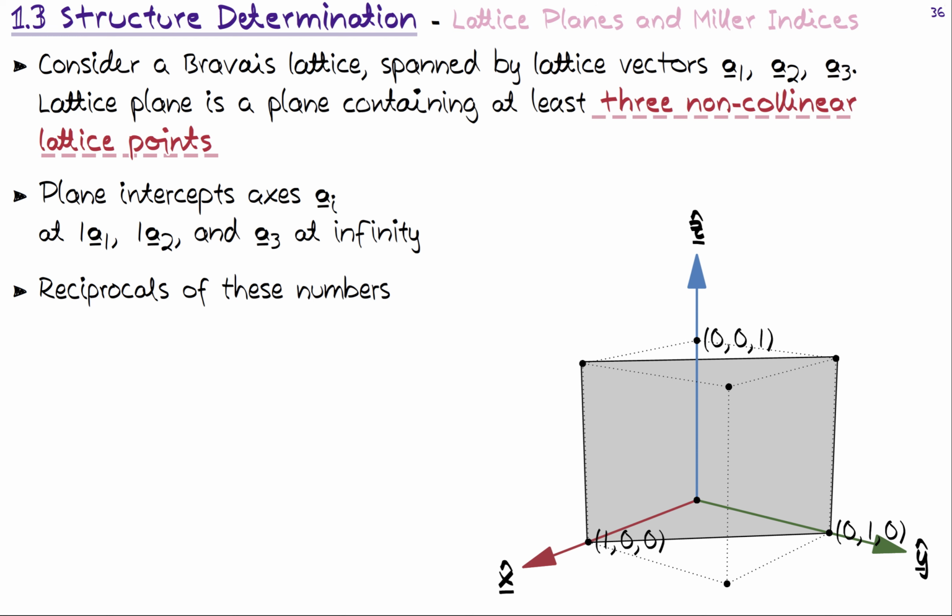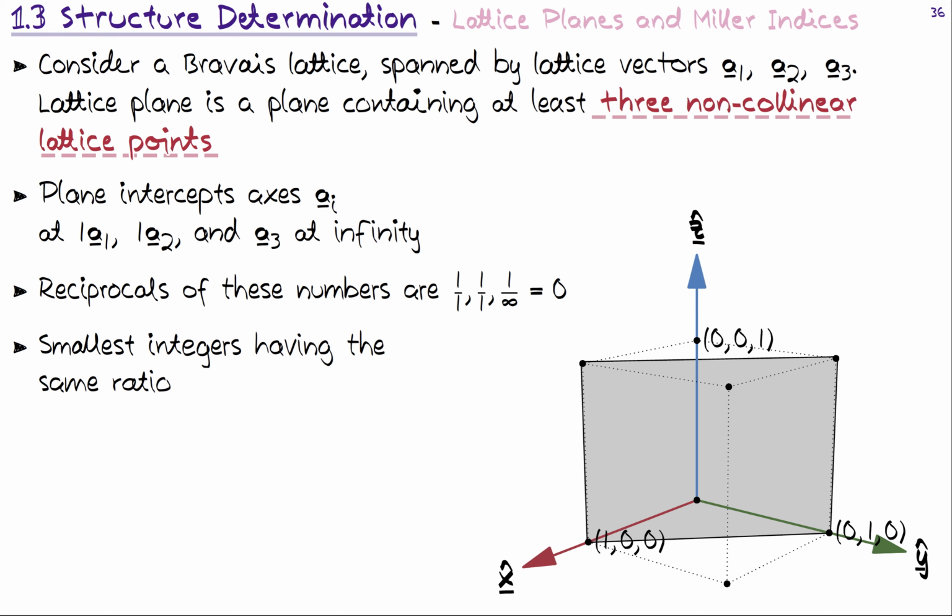Now, what we do is take the reciprocal values of the above numbers. So 1, 1, and infinity. The reciprocal values are 1 over 1 equal to 1, and 1 over 1 equal to 1. Then we have 1 over infinity, and that we just equate to 0. We're not mathematicians, so we're perfectly fine in saying that this is equal to 0.